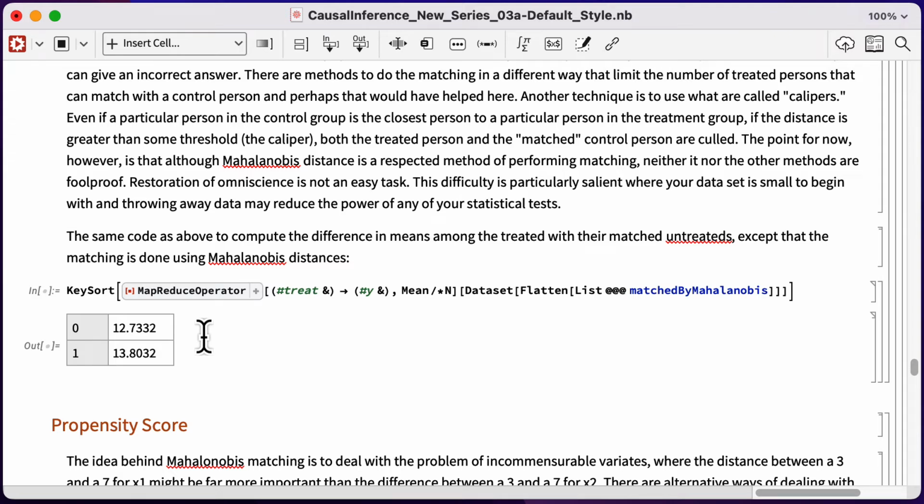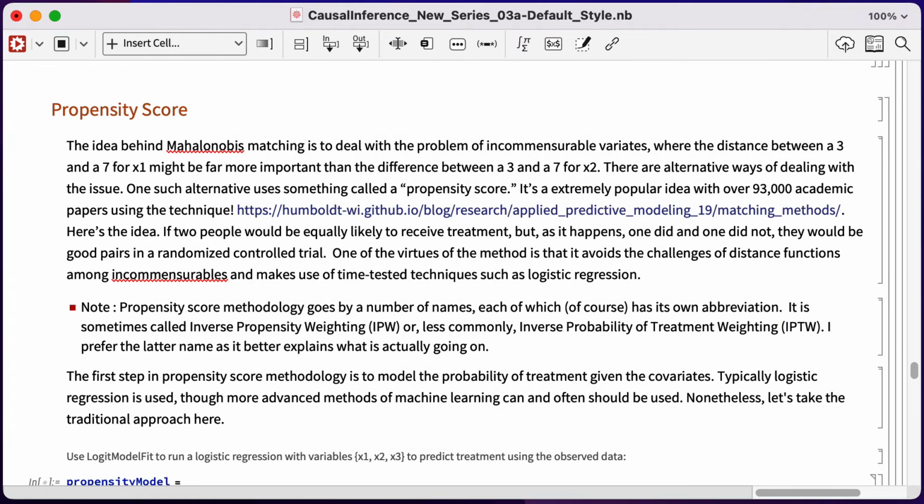Again, I think the key point is to understand that there's a whole complicated technology associated with how you do matching. The distance metric and the protocol for dealing with multiple matches are important, and the results may change depending on how you do it. So if you see someone doing a matching study, you do need to investigate how it was that they did the match.